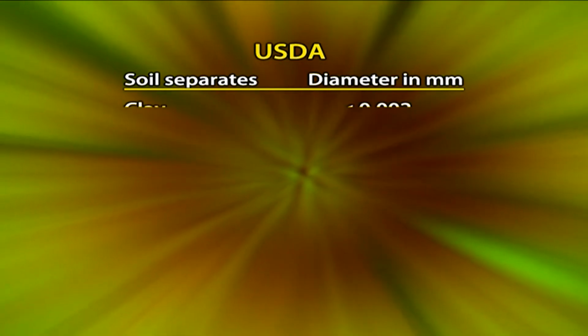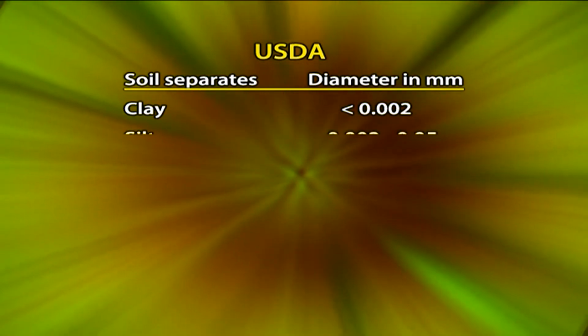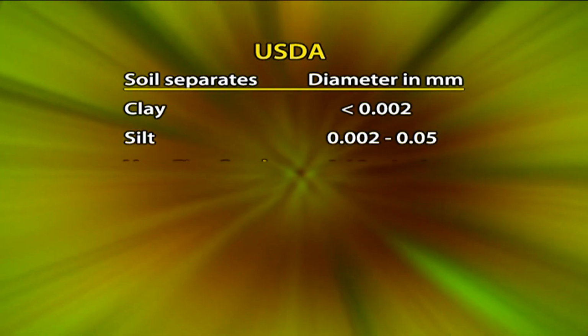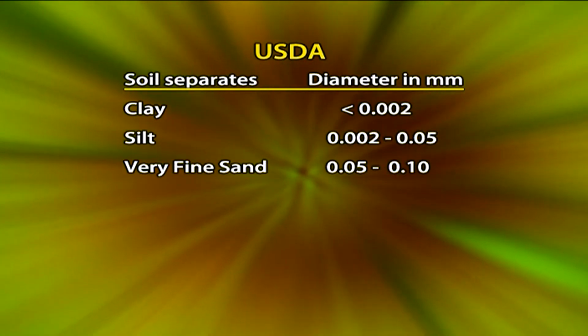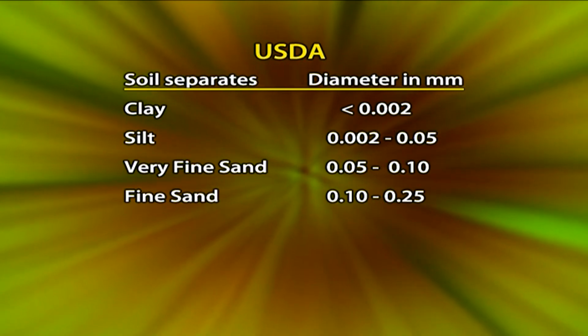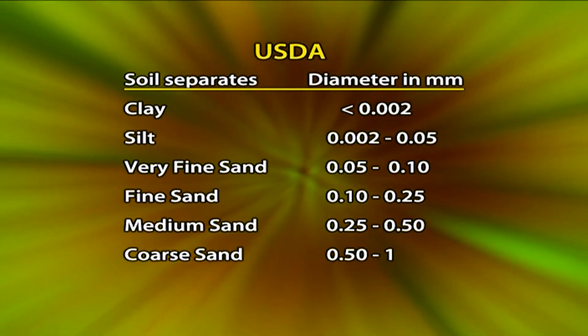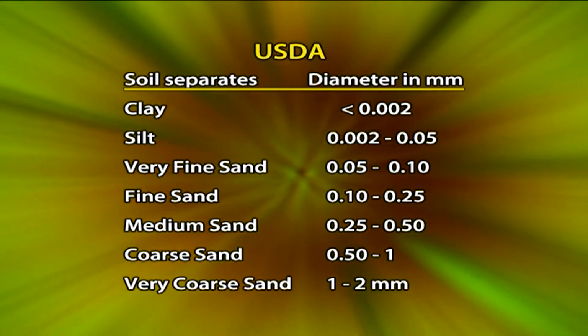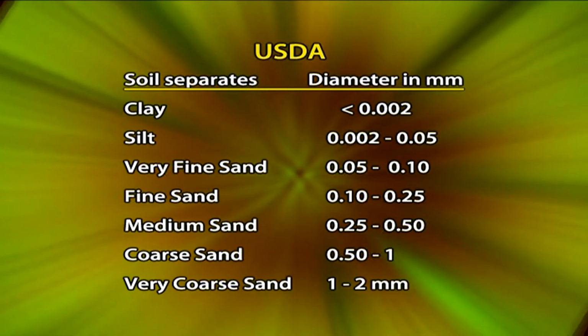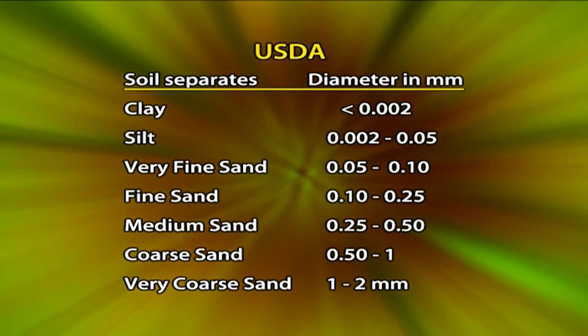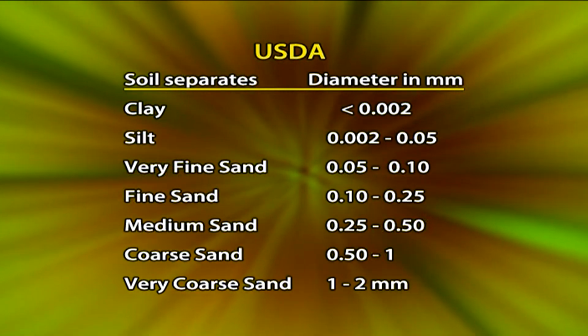According to USDA or the American system, different soil separates have the following dimensions: clay less than 0.002 millimeters, silt 0.002 to 0.05 mm, very fine sand having the diameter of 0.05 to 0.1 mm, fine sand with the dimensions ranging between 0.10 to 0.25, medium sand having the size range between 0.25 to 0.5, coarse sand between 0.5 to 1 mm, and the very coarse sand having the dimensions of 1 to 2 millimeter diameter.